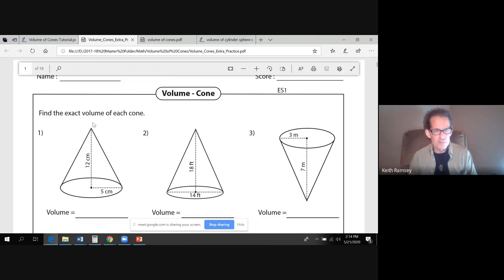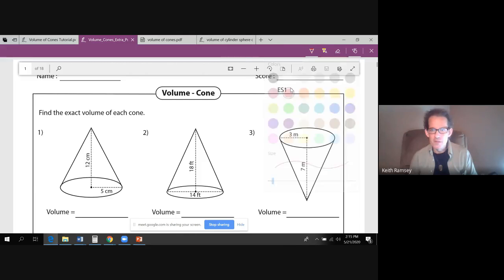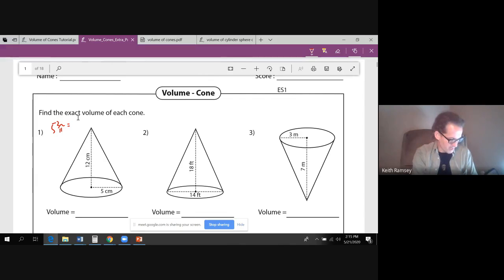So the first step for number 1 for volume of a cone is pi r squared, where r is 5. Let me get my pen working here. There we go. Okay. So we have 5 squared times pi. That's the area of the base. So 25 times 3.14 is 78.5. Step 2 is take the area of the base times the height, which for number 1 is 12. So 78.5 times 12. I got 942.